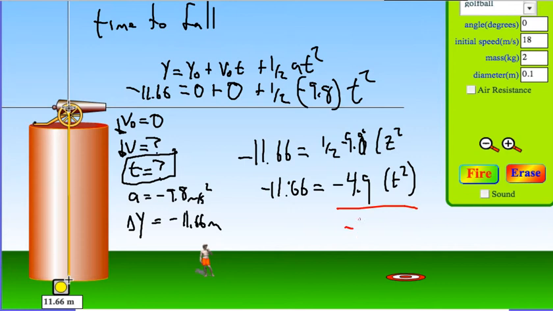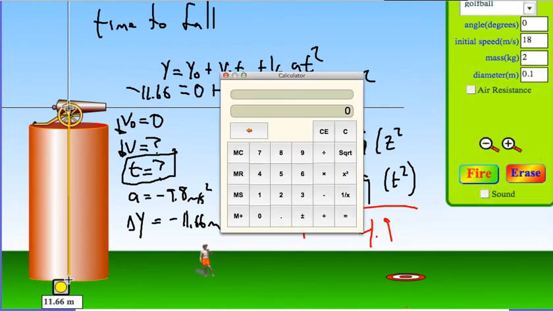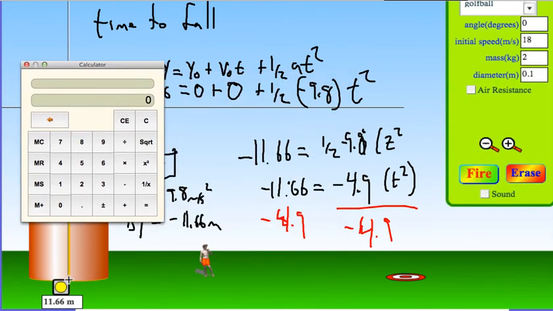Now we divide by negative 4.9. Where's my calculator? Oh no. Tools. Oops. 11.66 divided by 4.9. The negative signs cancel. So I know time is 2.37 seconds.